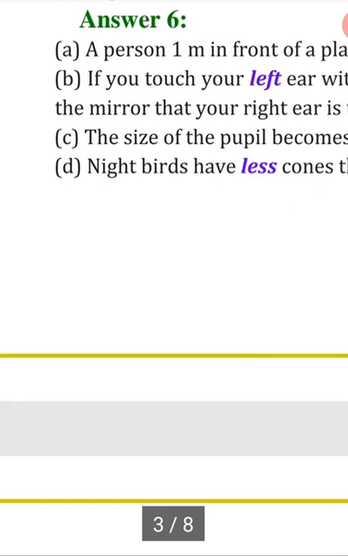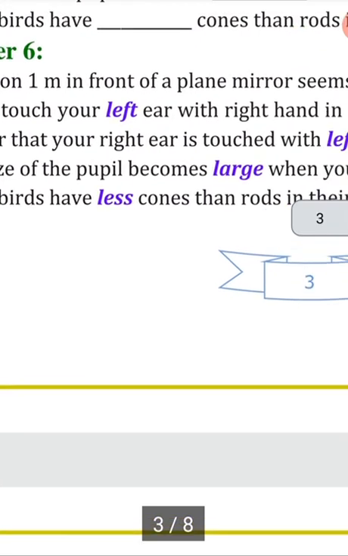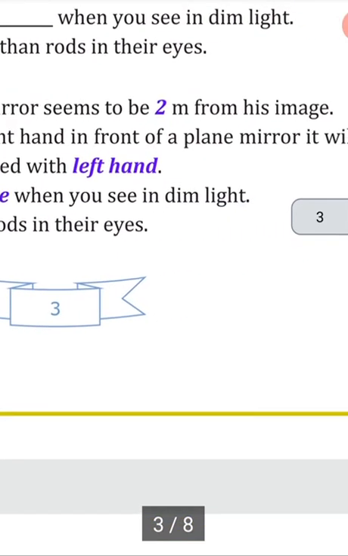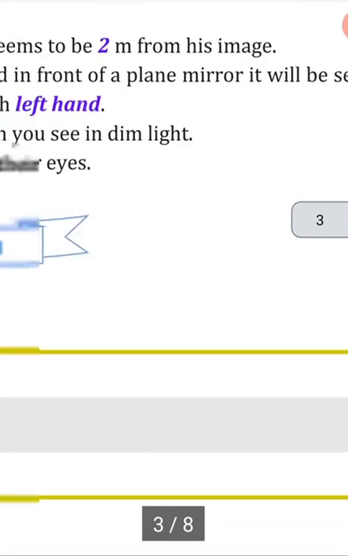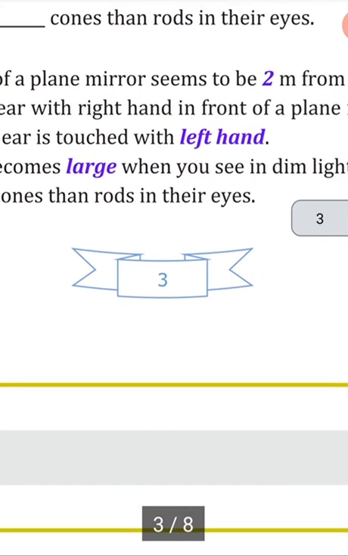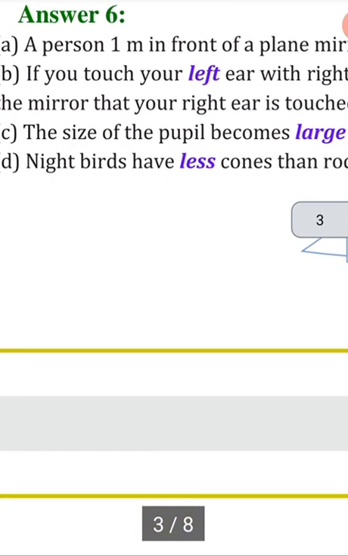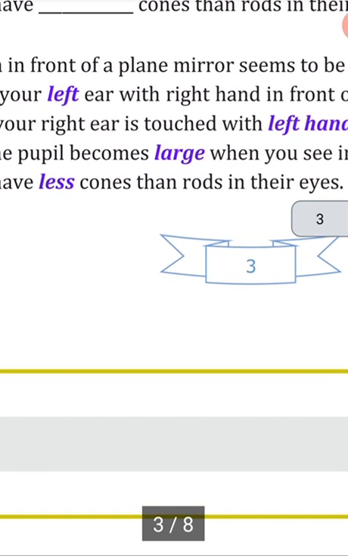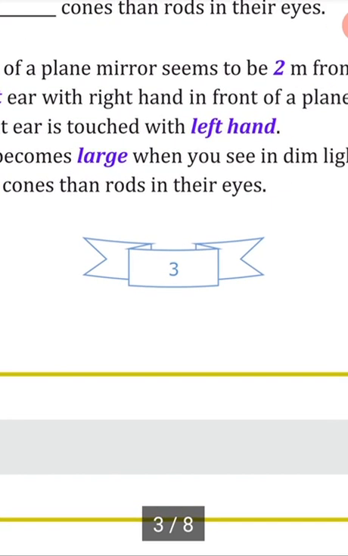Next, if you touch your dash dash ear with the right hand in front of a plane mirror, it will be seen in the mirror that your right ear is touched with dash dash. So in this part, in the first blank, there is left ear, and the last is touched with the left hand.